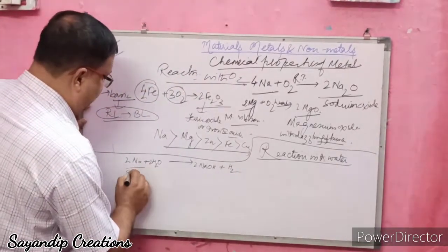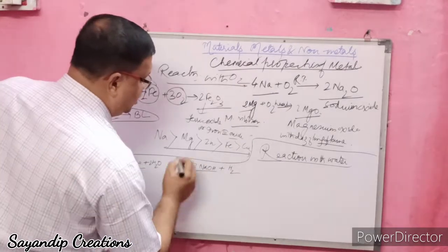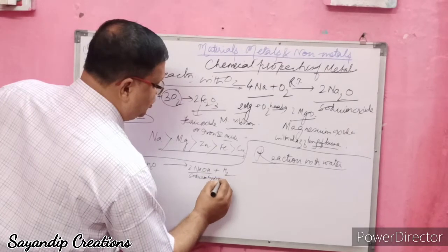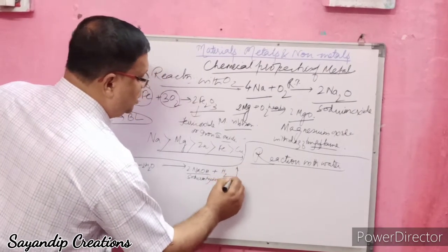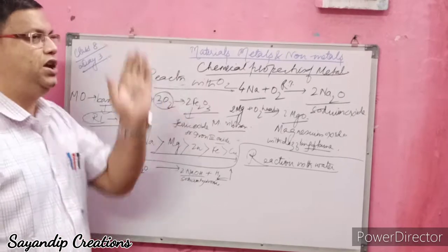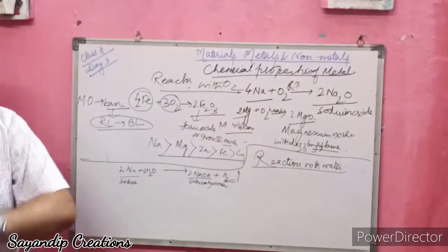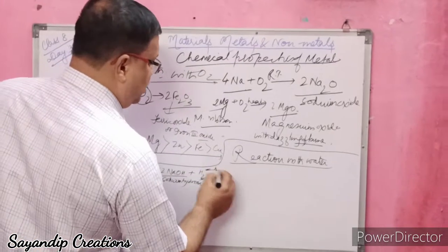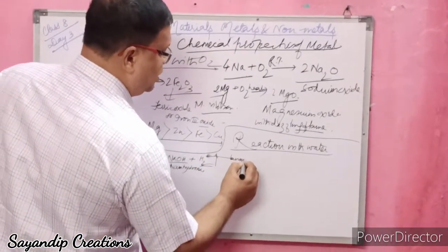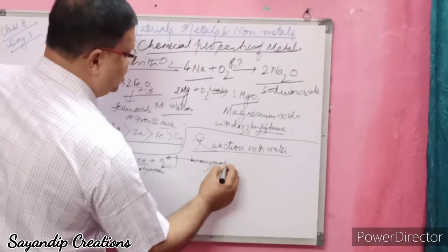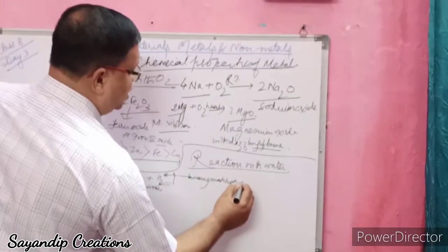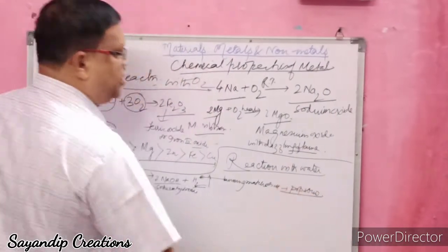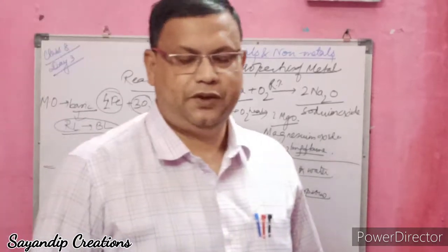So this is sodium metal and it will give sodium hydroxide, my dear students, and this will liberate hydrogen gas. This arrow means evolution of gas. Now how can you know that hydrogen gas is liberated? If you bring a burning matchstick near the test tube, it will make a pop sound, which indicates that it is hydrogen gas.